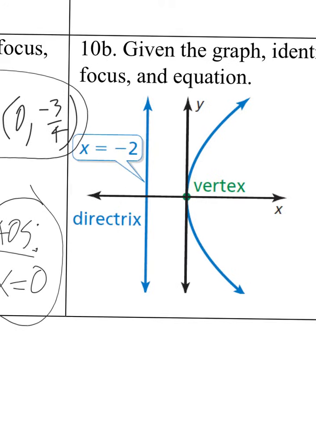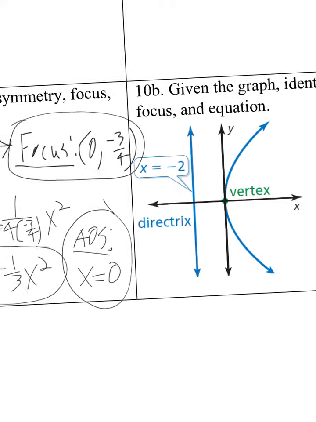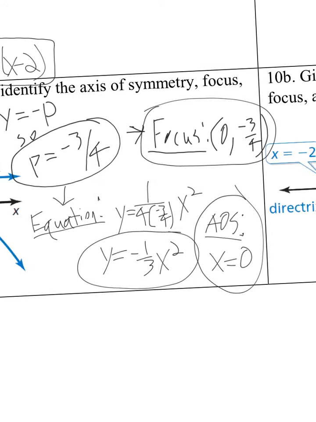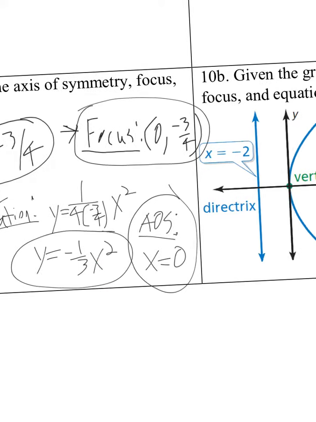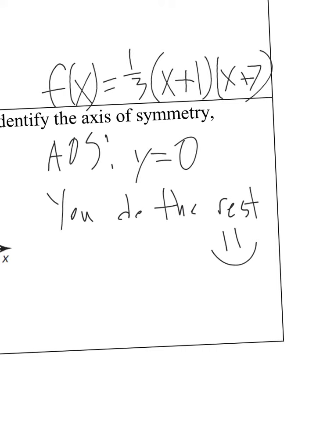Okay? The one next to it is an x equals form. So not a whole lot changes except for the order of the focus. Okay, that flips. And then remember the equation is going to be x equals and y squared. And then the axis of symmetry, instead of that being x equals 0, that's going to be y equals 0. So I think you could do the rest.